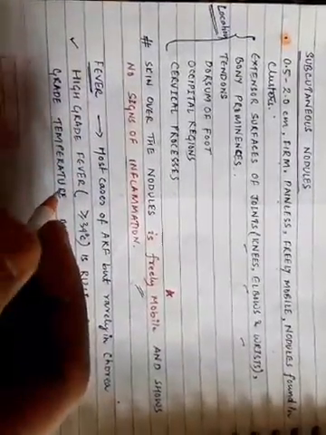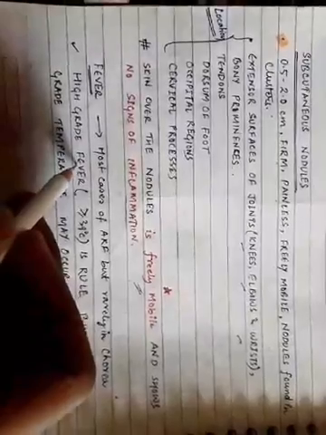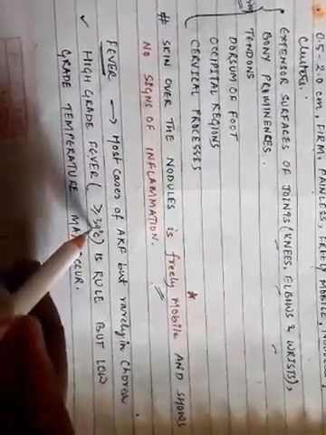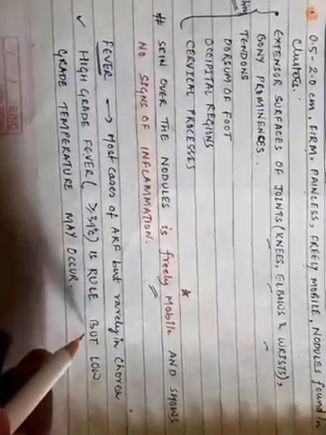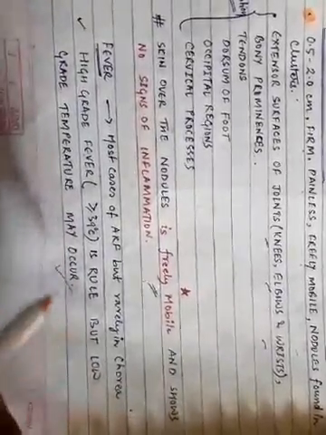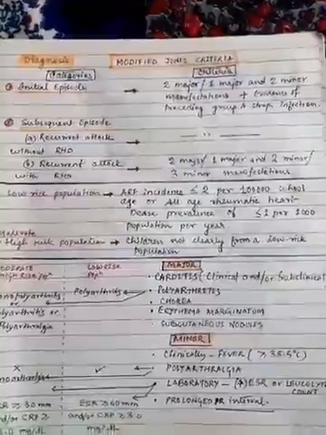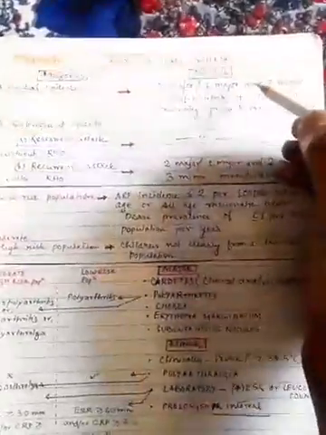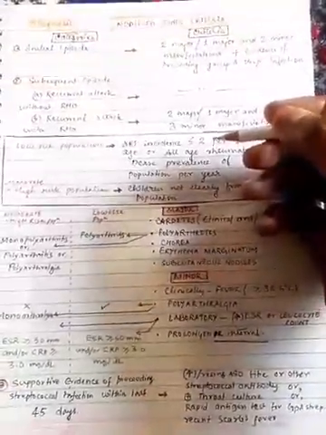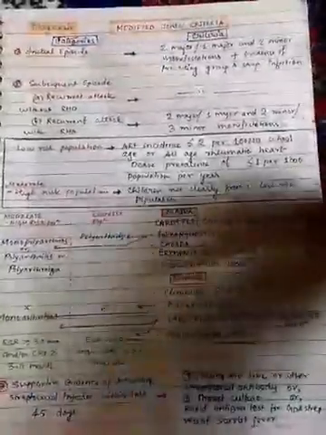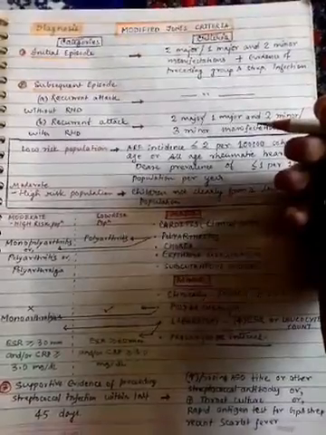Eighth point is fever. Although high grade fever, more than or equal to 39 degrees Celsius, is the rule, a low grade temperature may occur. Now we come to the main diagnostic criteria of acute rheumatic fever, that is the Jones criteria. As per the World Health Organization, in 2015 the Jones criteria has been revised, so we call it revised Jones criteria. What is it?